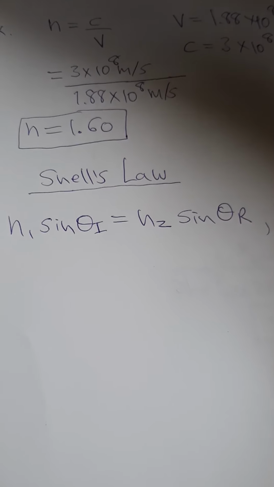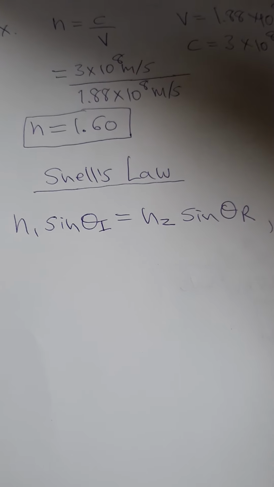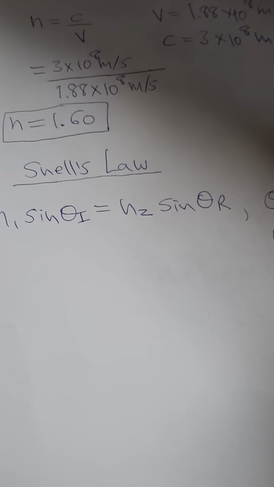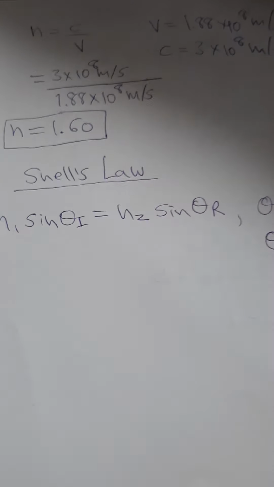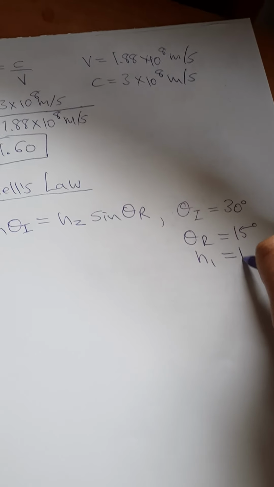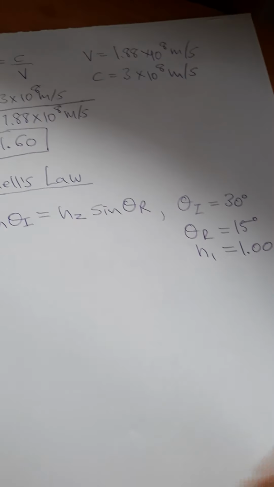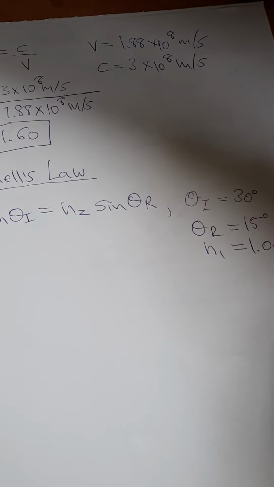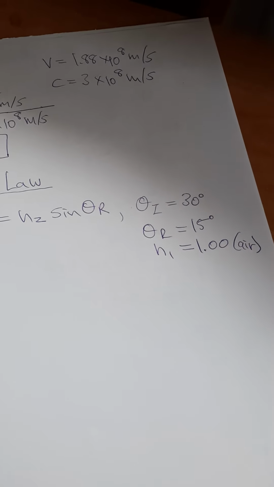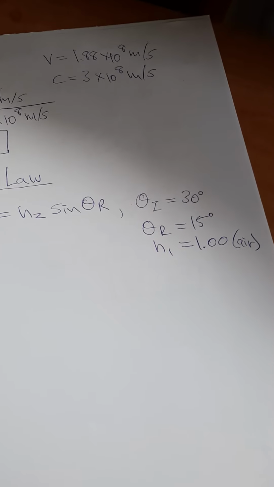Okay, the angle of incidence is given as 30 degrees. The angle of refraction is given as 15 degrees. The value of N1 for air is 1.00, so I'll write air in brackets. This is something you should memorize. The index of refraction in water is 1.33.